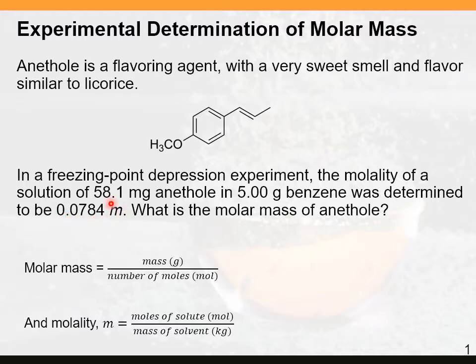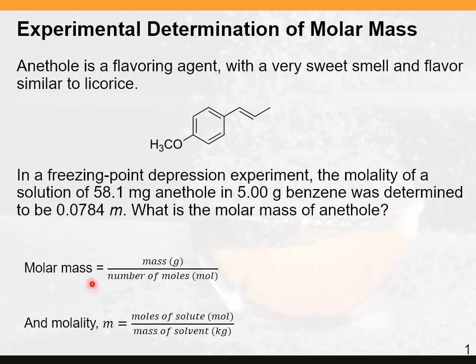So we have determined the molality of the solution. We know the mass of the solute, the unknown, and the mass of the solvent. So can we calculate the molar mass of this substance? We have two equations to work with. Remember, molar mass is the mass of the sample of a substance divided by its number of moles. Therefore, giving you a quantity in grams per mole, the molar mass. And molality is the moles of solute per kilogram of solvent.